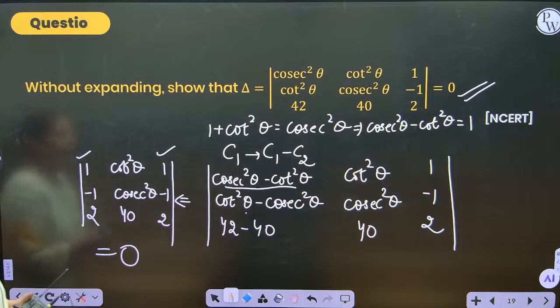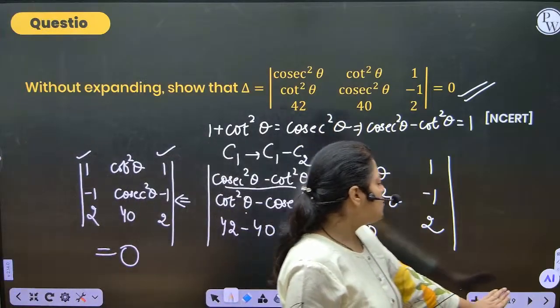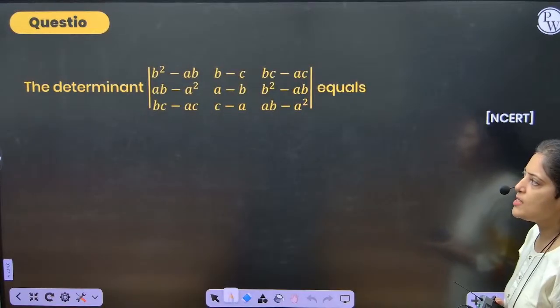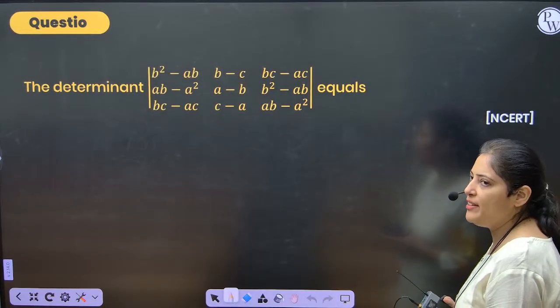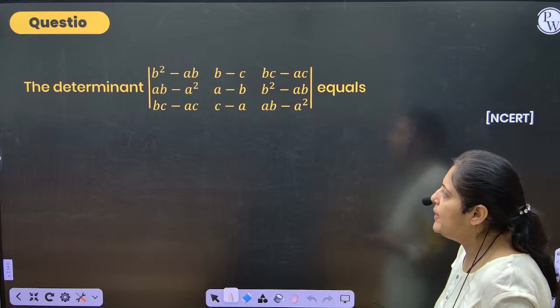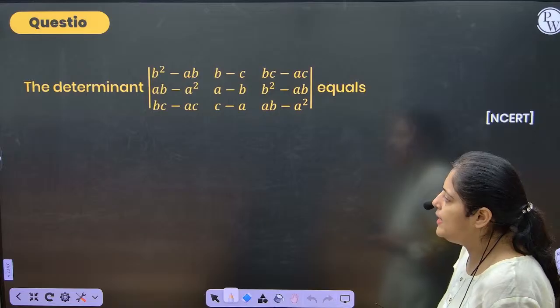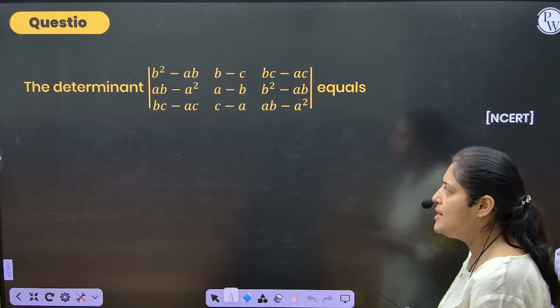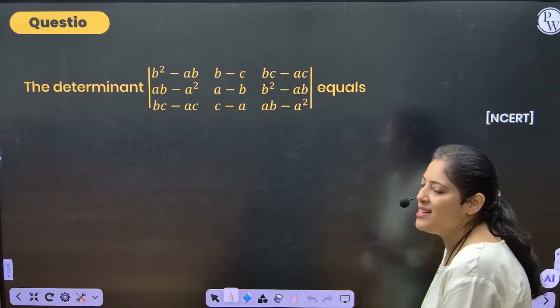Okay, and one question I'm giving you, just try it, tomorrow we'll solve it. For the determinant of this, you have to find the value. Just write the question quickly, and this we'll do tomorrow. B square minus AB, B minus C, BC minus AC, AB minus A square, A minus B, B square minus AB, BC minus AC, C minus A, AB minus A square.